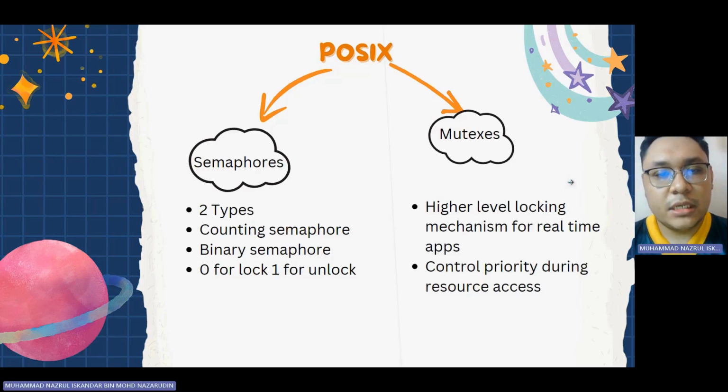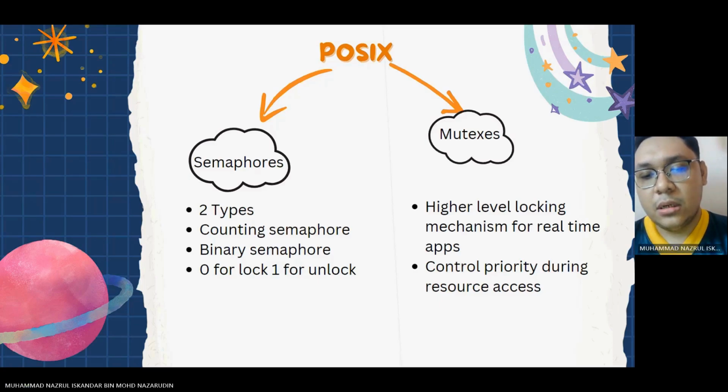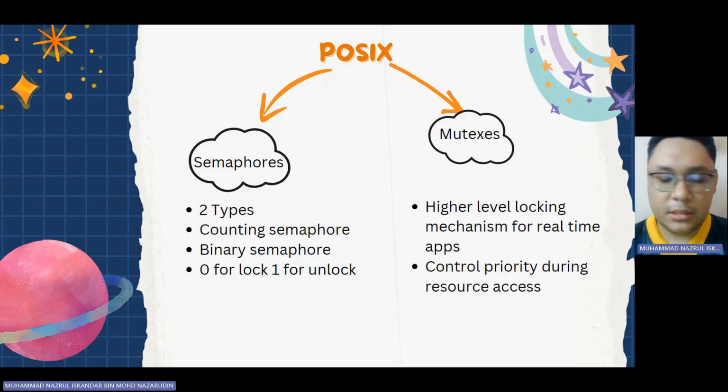For POSIX, it is divided into two types: semaphores and mutexes. Semaphores have two types, counting semaphore and binary semaphore. For binary, 0 is for lock and 1 is for unlock. Mutexes have a higher level of locking mechanism for real-time applications, controlling priority during resource access.